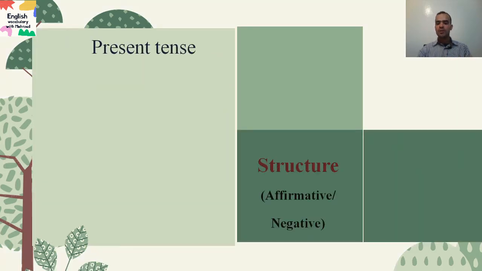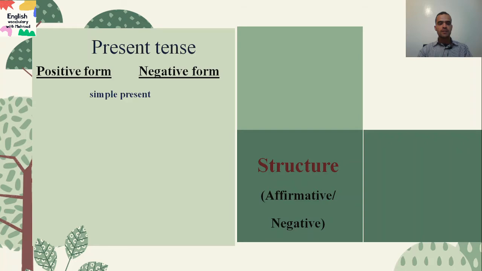So now we will talk about the structure. In the structure in English in general, we have the affirmative and the negative. Affirmative is also called positive form. So the first tense we will see is simple present. Let's see the affirmative or positive form and the negative form of the simple present. So I eat, I don't eat. I eat is the affirmative or positive form, and I don't eat is the negative form.